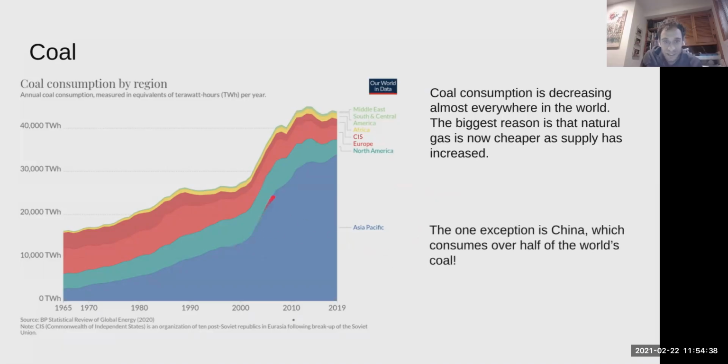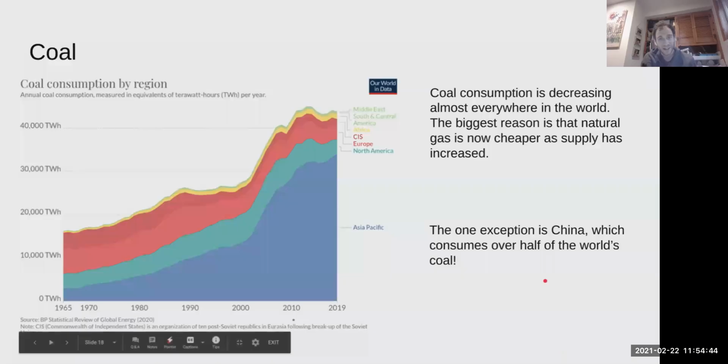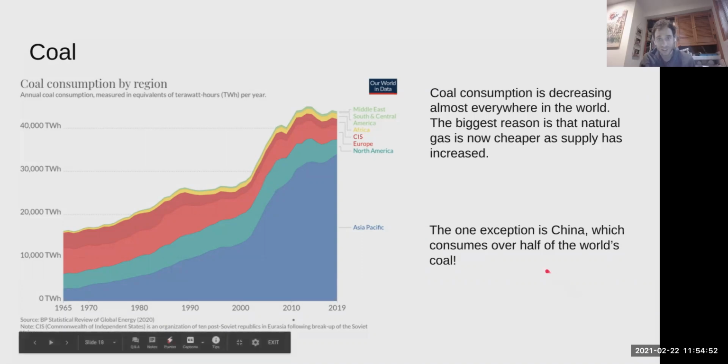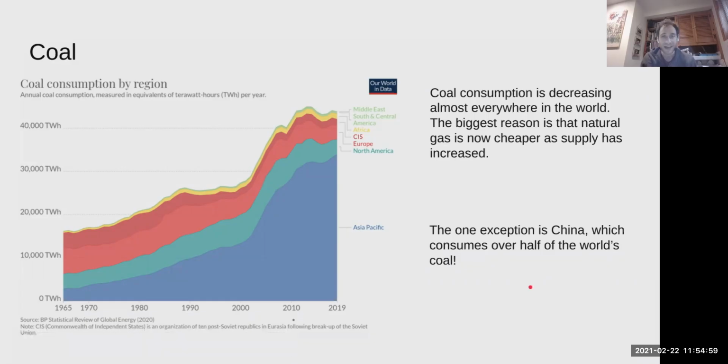Look at Asia Pacific. Look at their monster increase in coal consumption. This is largely China. China now consumes over half of the world's coal. They are enormous coal miners and coal consumers. Most of the rest of the world is moving away from it, and China is leaning into it. They have a lot of it. They get it cheap. It's providing them a lot of inexpensive electricity.